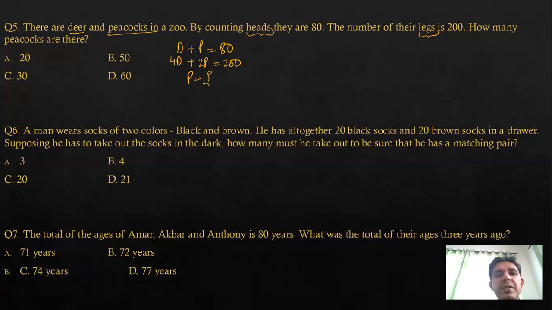You can simply multiply 4 in equation number 1. If you multiply 4, this will become 4d plus 4p is equal to 320. And the second equation that we already have is 4d plus 2p is equal to 200.